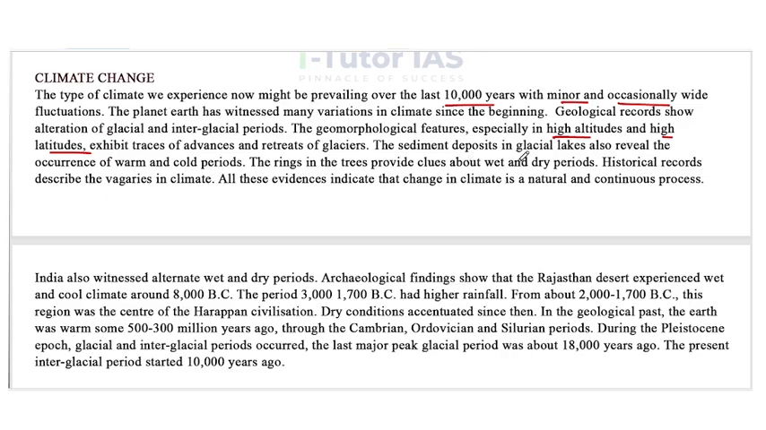The sediment deposits in glacial lakes also reveal the occurrence of warm and cold periods. The rings in trees provide clues about wet and dry periods. Historical records describe vagaries in climate. All these evidences indicate that change in climate is natural and a continuous process.